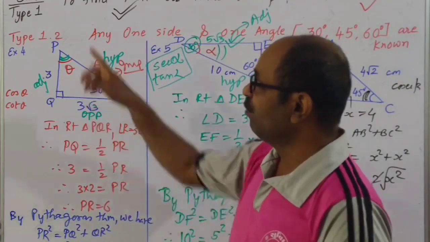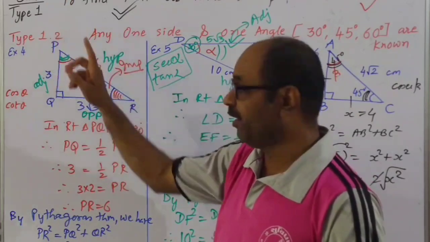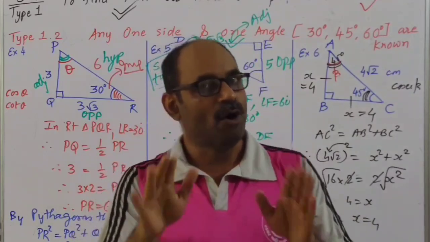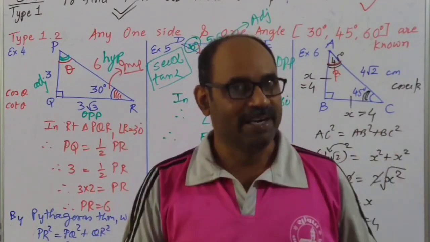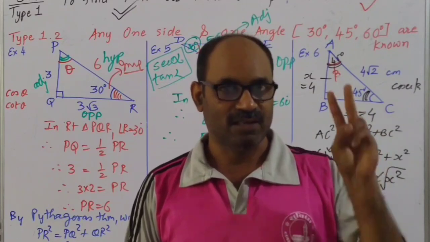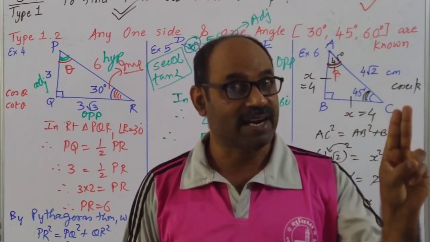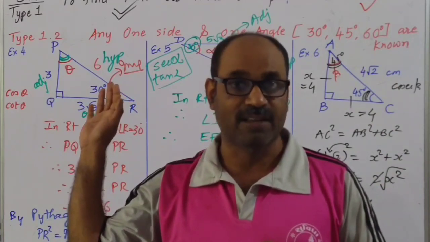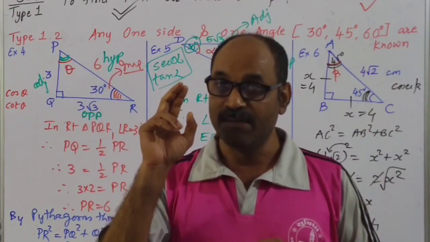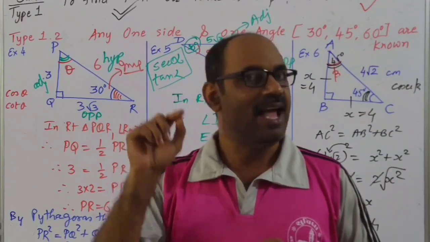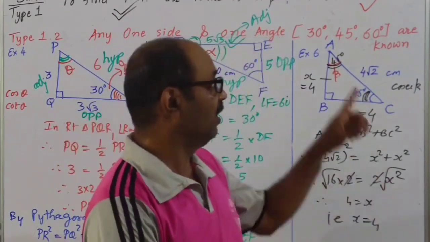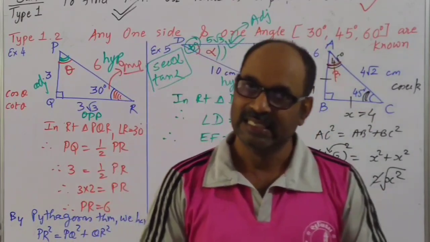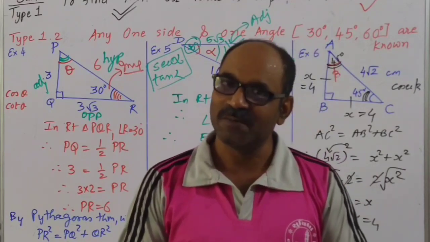So today we have seen type 1.1 and type 1.2. In both we found trigonometric ratios. In type 1.1, 2 sides of a right triangle are given, and in type 1.2, which you won't find in your textbooks or any reference books, one angle and one side is given. But specifically that angle has to be 30, 45 or 60. So that's all in this session.